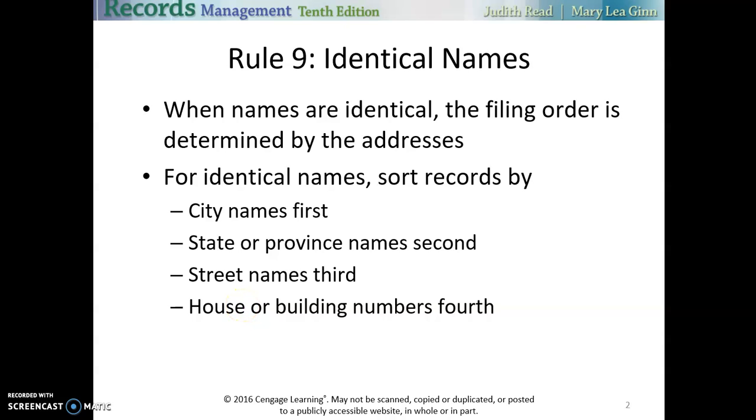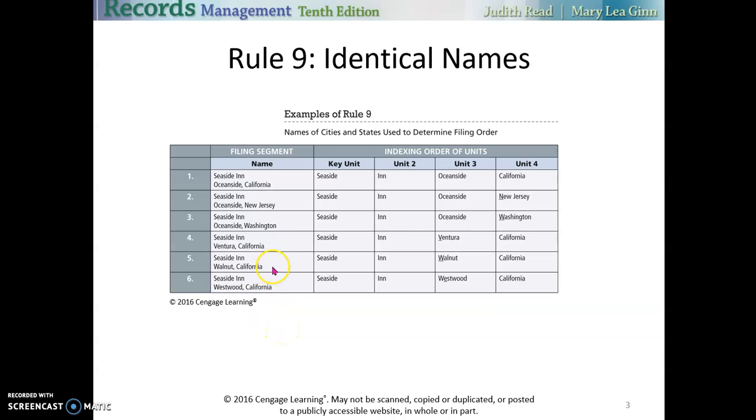So the first thing with identical names, now you're still going to index them by their name. The filing order is still going to be last name, first name. But then if they're the same, then we would go to the city name. Then we would look to the state if the city name is the same. If the state and the city are the same, we would go to the street name. And finally, if those three above are all the same, then we look to the house number or the building number. So let's take a look at some examples here.